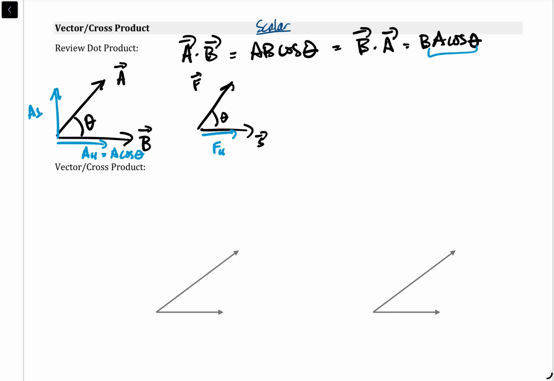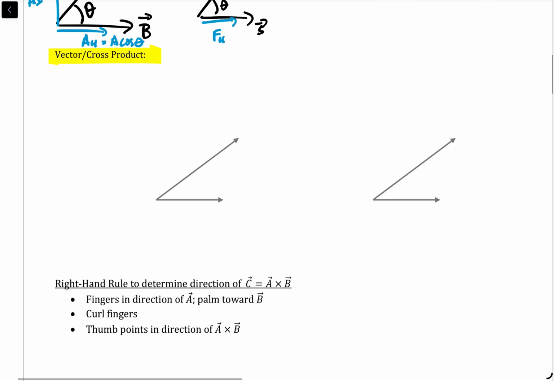So now we're going to introduce another way that we can multiply two vectors together, and this is called the cross product, or vector product. And the end result that's different here is that we're going to end up with a vector, not a scalar quantity. So again, I've got two vectors, so I'll call this one A, and I'll call this one here B, and we've got angle theta between them.